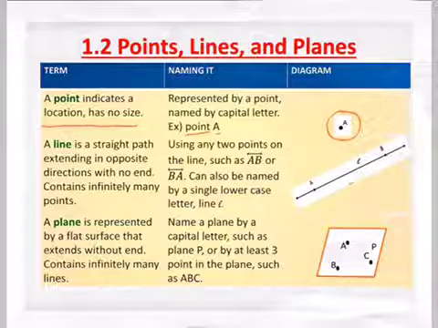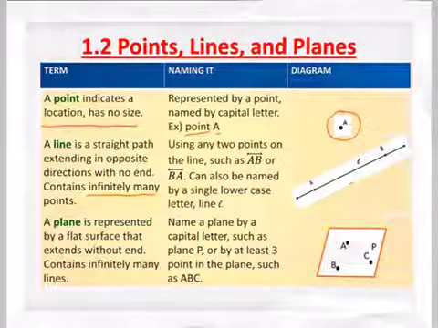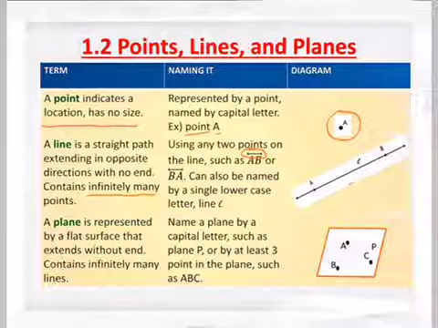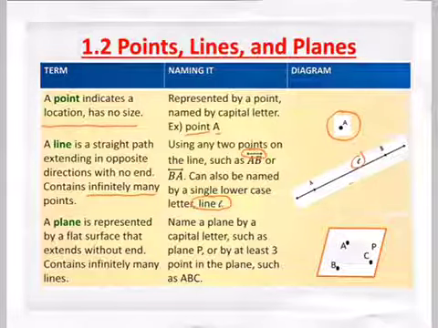A line is a straight path extending in opposite directions with no end, containing infinitely many points. In order to name this, you're going to use two letters with the line indicator above them. Or you could write line AB or line BA. Order for lines doesn't really matter at this point. And then you could also name a line using a single lowercase letter that is not designated to a point. So in this case, line L. So here you see line cursive L. Kind of looks like an E, but it's a cursive L, just floating on the line itself.